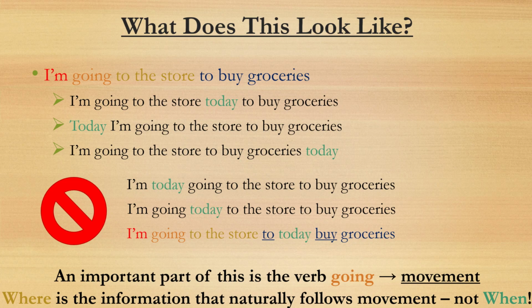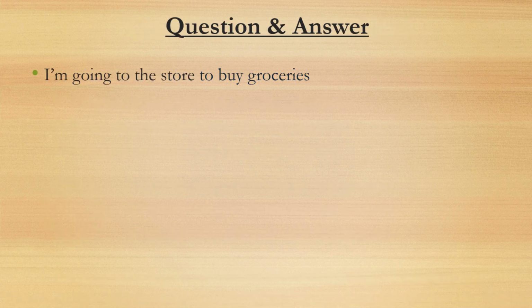Let's look at this from a different angle, in what I call the question and answer method. We have our same sentence from the previous slide. I'm going to the store to buy groceries. But what if we took every word of this sentence away and tried to say it to someone that we were talking to one word at a time?